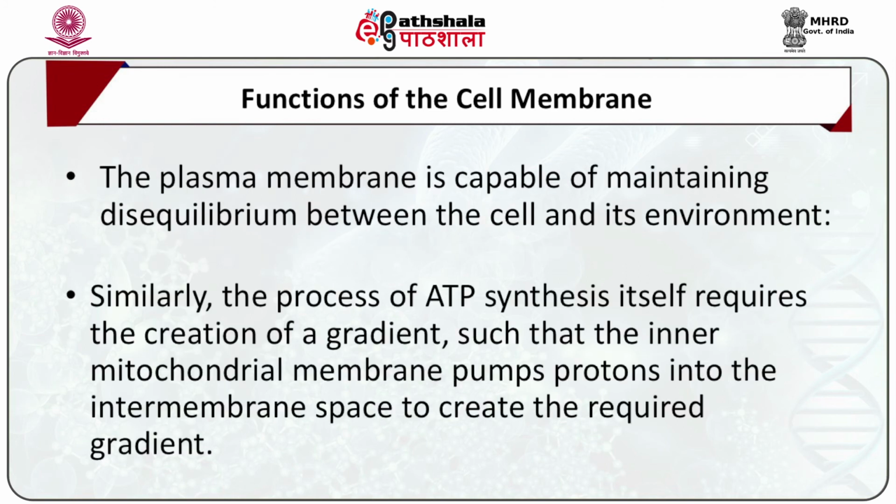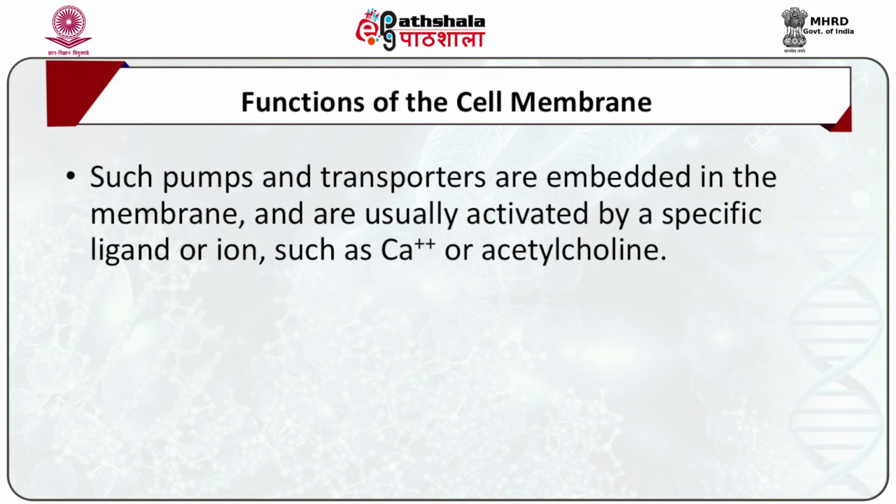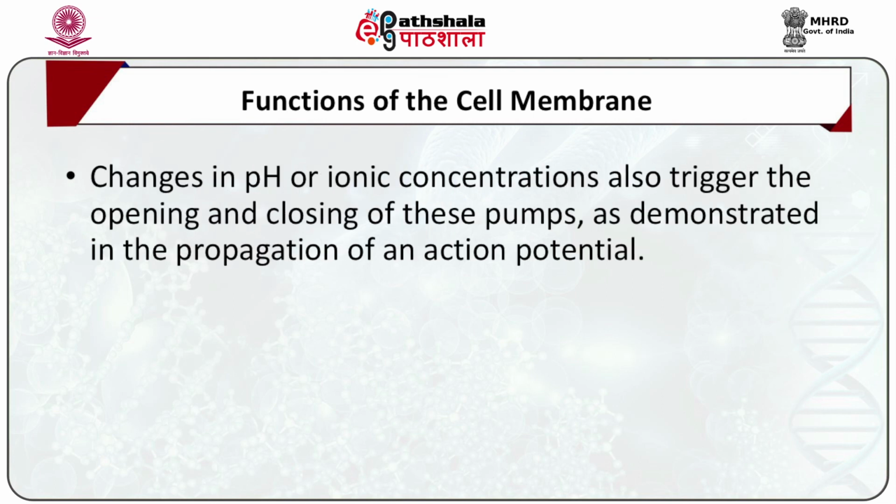Similarly, the process of ATP synthesis itself requires the creation of a gradient such that the inner mitochondrial membrane pumps protons into the intermembrane space to create the required gradient. Such pumps and transporters are embedded in the membrane and are usually activated by a specific ligand or ion such as calcium cations or acetylcholine. Changes in pH or ionic concentrations also trigger the opening and closing of these pumps, as demonstrated in the propagation of an action potential.